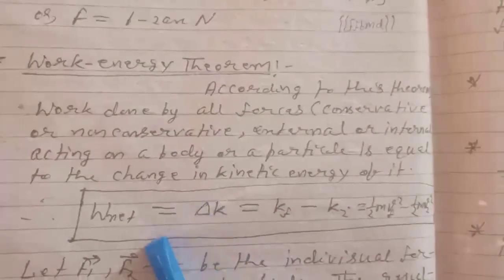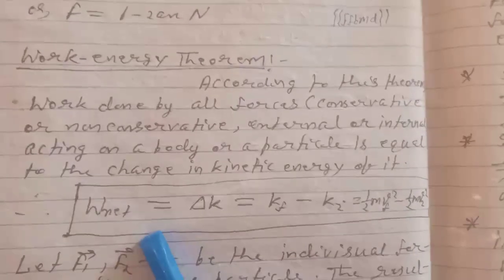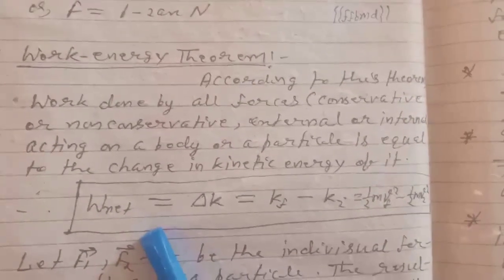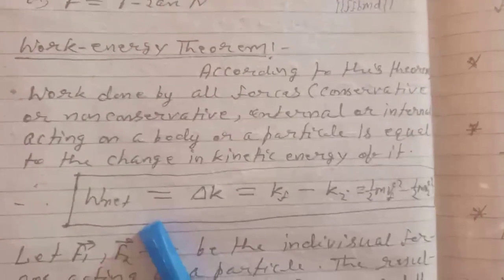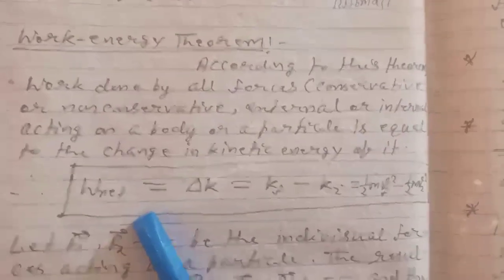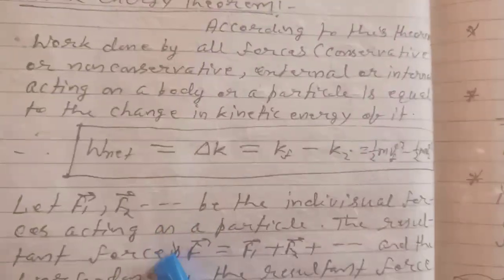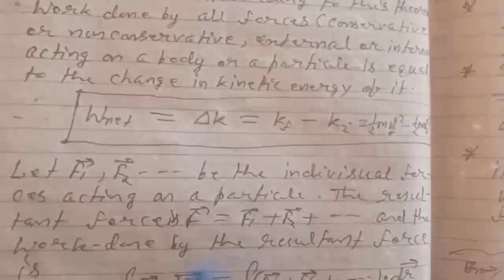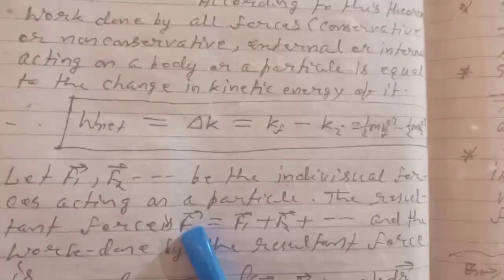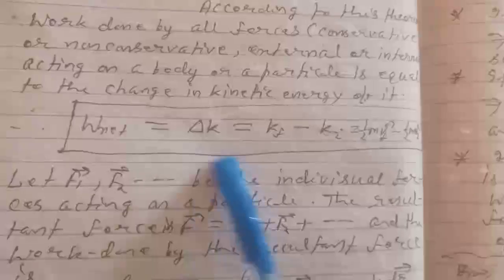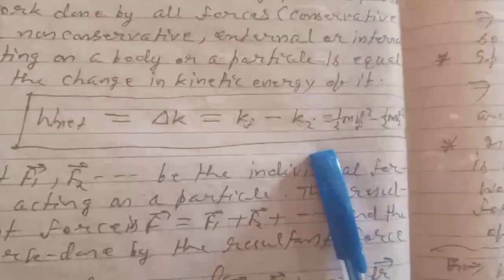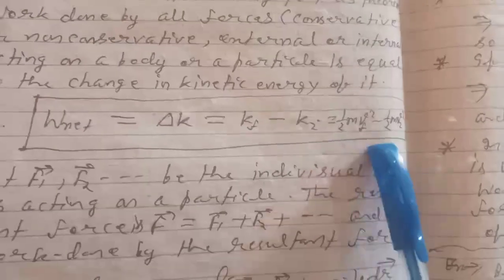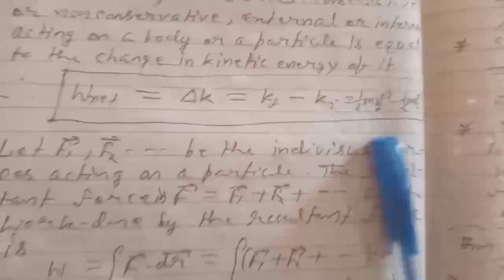According to this theorem, work done by all forces, conservative or non-conservative, external or internal, acting on a body or a particle is equal to the change in kinetic energy of it. Hence, W net equals change in kinetic energy, delta K, equals Kf minus Ki, equals 1 by 2 m vf square minus 1 by 2 m vi square.